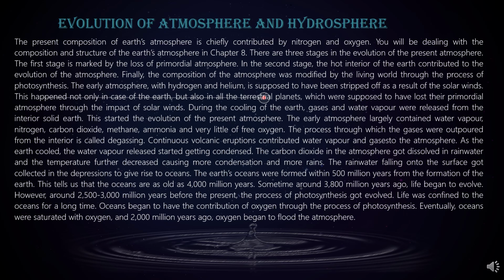The Earth's oceans were formed within 500 million years from the formation of the Earth. This tells us that the oceans are as old as 4,000 million years. Sometime around 3,800 million years ago, life began to evolve. However, around 2,500 to 3,000 million years before the present, the process of photosynthesis evolved. Life was confined to the oceans for a long time. Oceans began to have the contribution of oxygen through the process of photosynthesis. Eventually, oceans were saturated with oxygen, and 2,000 million years ago, oxygen began to flood the atmosphere.